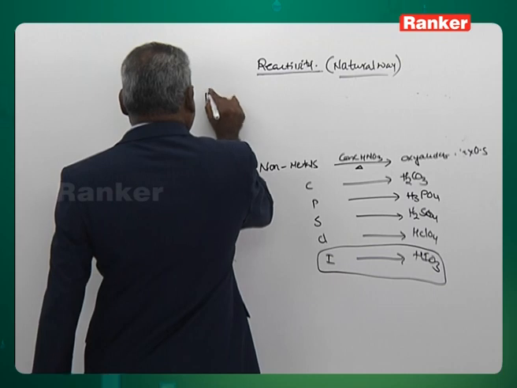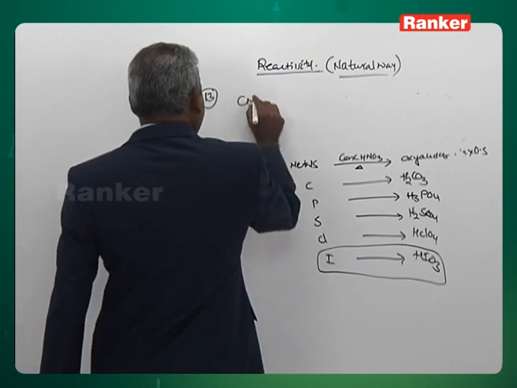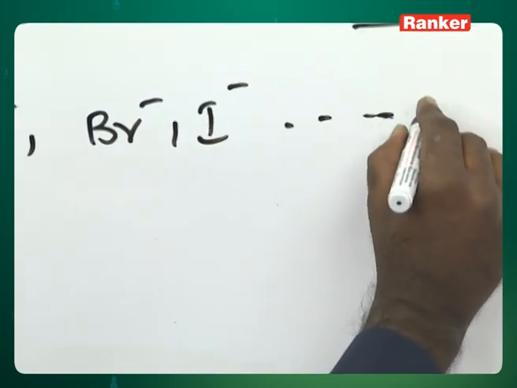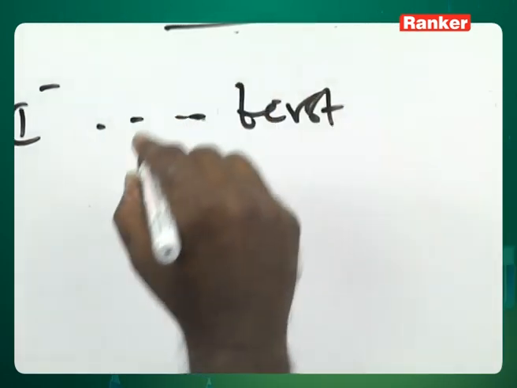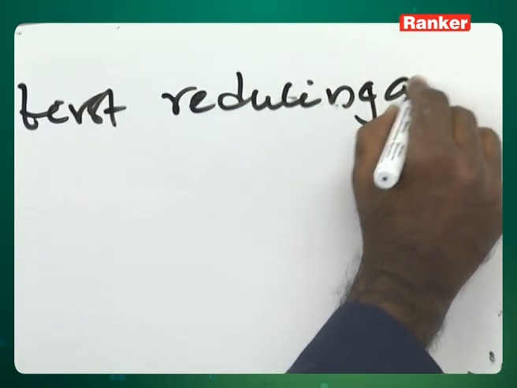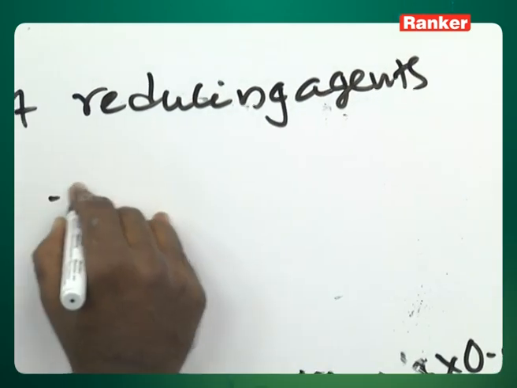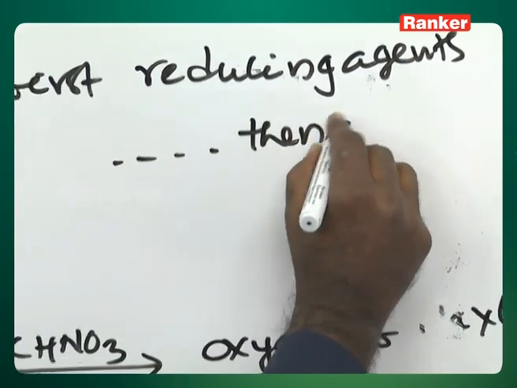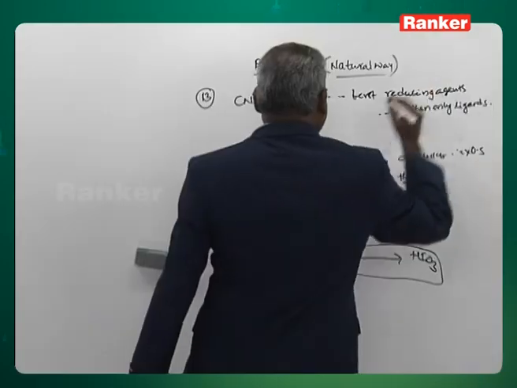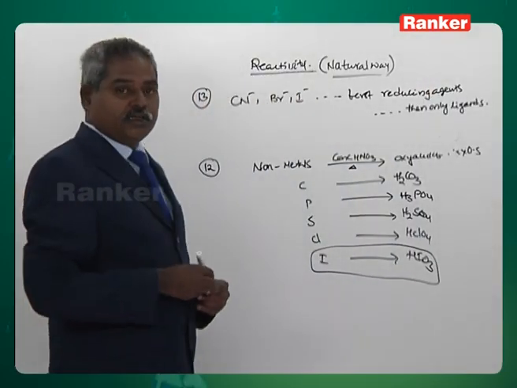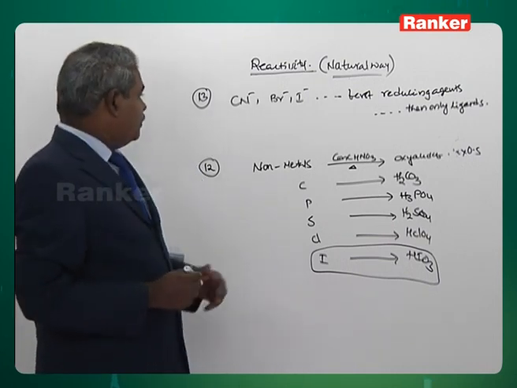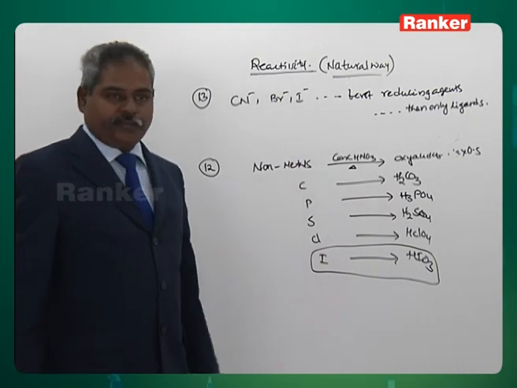13. CN minus, Br minus, I minus, they are first reducing agents. First reducing agents, then only ligands. Listen to me. They first reduce others. What do you mean by reducing agent? They all give electrons. So, I minus prefers to be in I2 state.